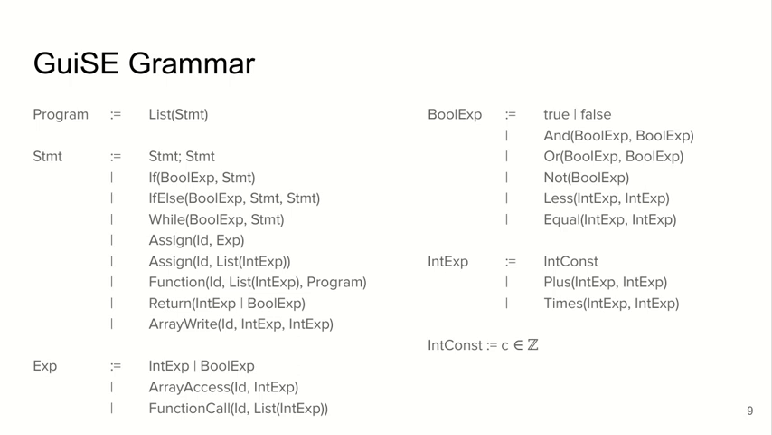This is the grammar for the GuiSE language. It has assignments, functions, array accesses and writes, conditionals, and while loops, as well as integer and Boolean operations.